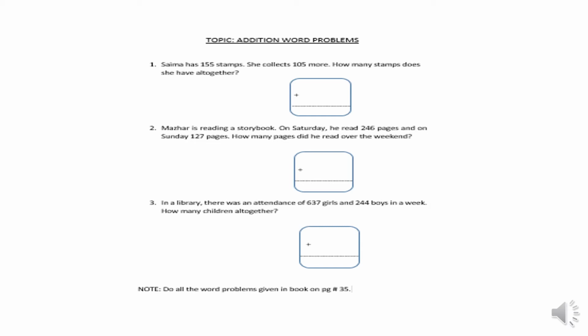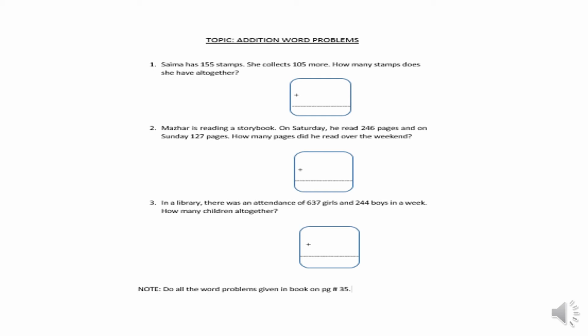In ones you have 5 and 5, you add 5 with 5 and you get 10. You will write 0 in ones and will carry 1 to the tens. In tens you have 5 and 0, and when you add 1 with 5 you get 6, and in hundreds you have 1 and 1 and their sum is 2. So the answer will be 2 hundreds, 6 tens and 0 ones.